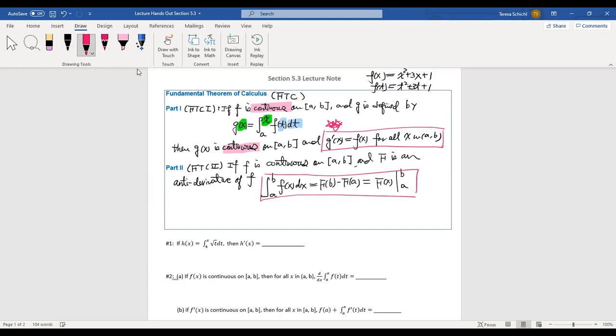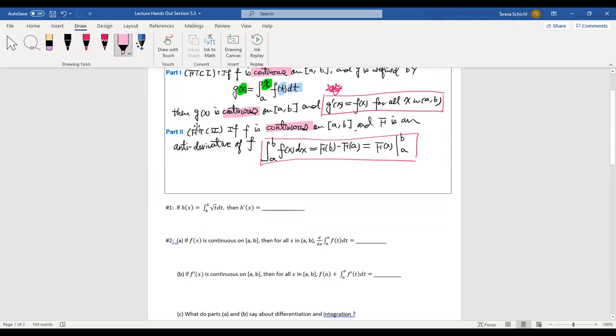Based on the second part of the fundamental theorem of calculus, by using the antiderivative concept, we will really be able to figure out the exact values here. Of course, the key thing here is that f has to be continuous. All right, so now let's practice these two very important concepts.